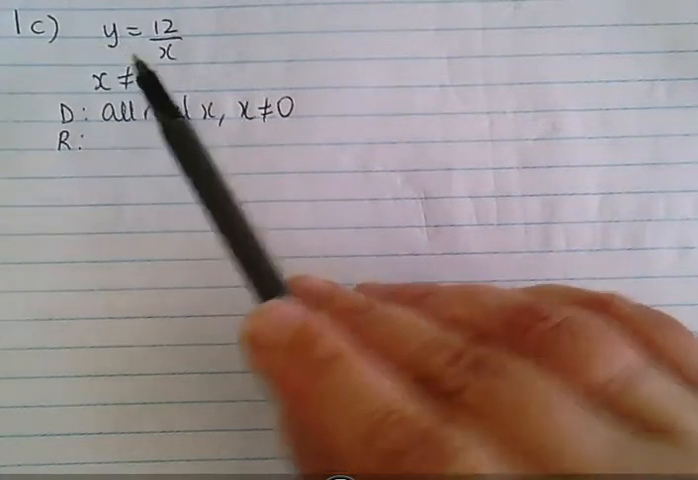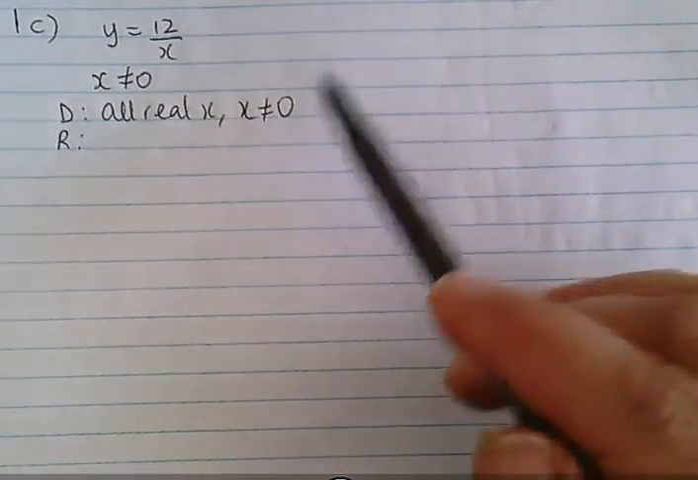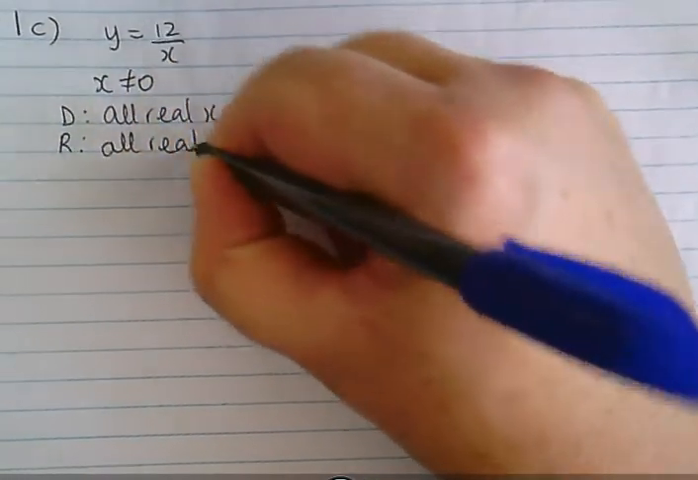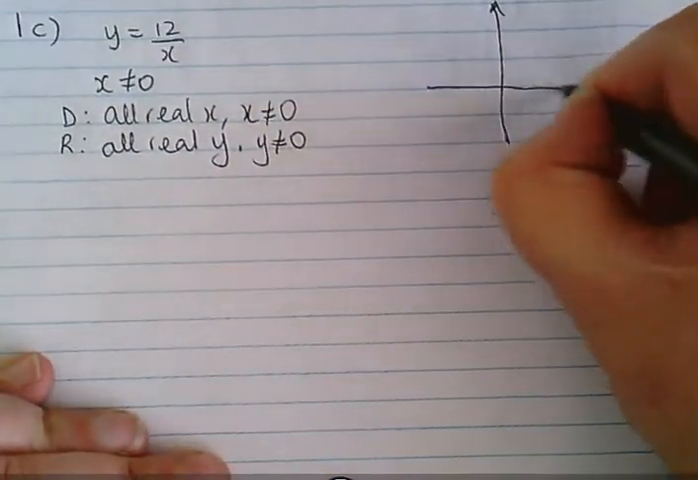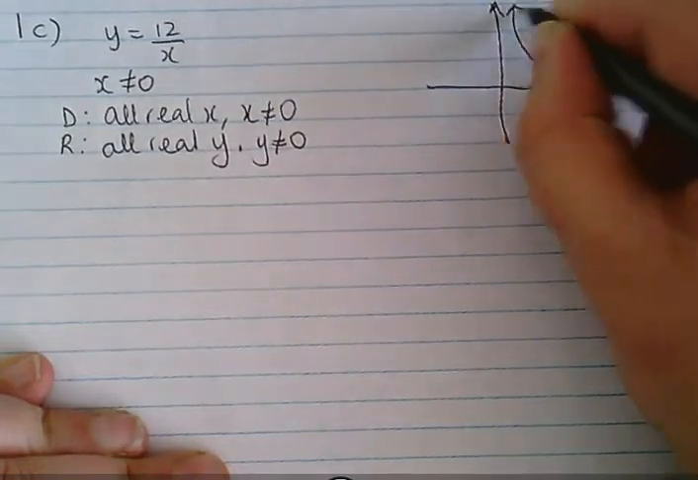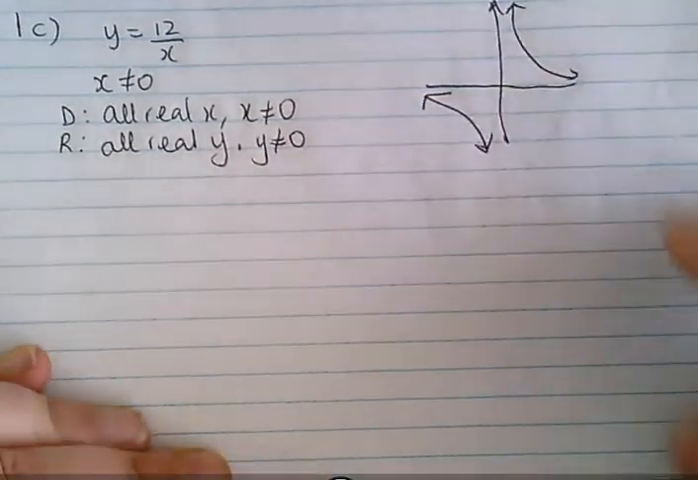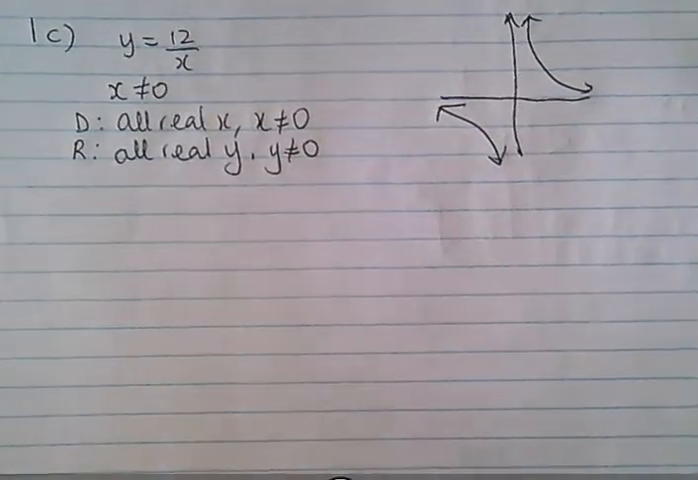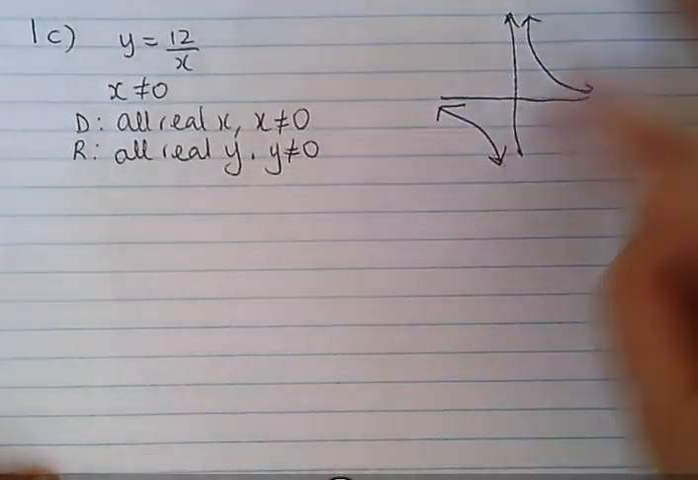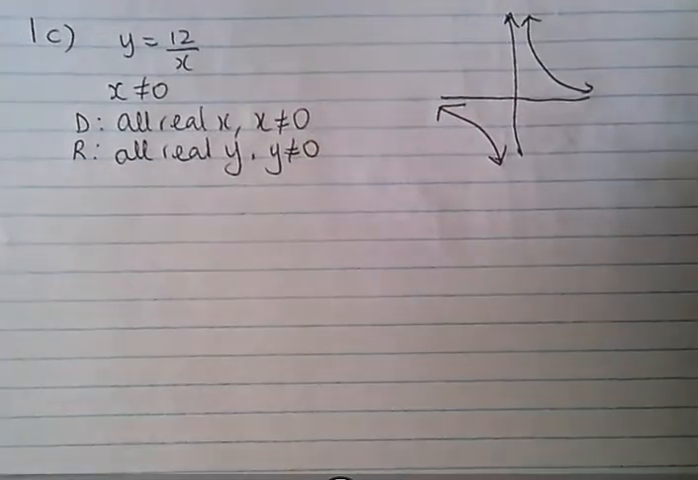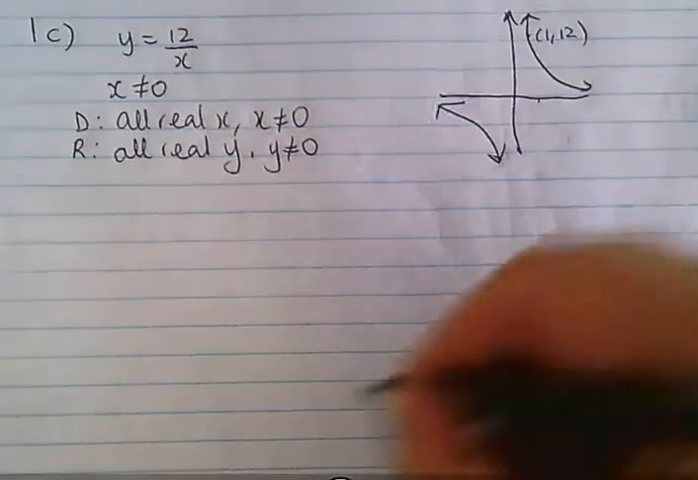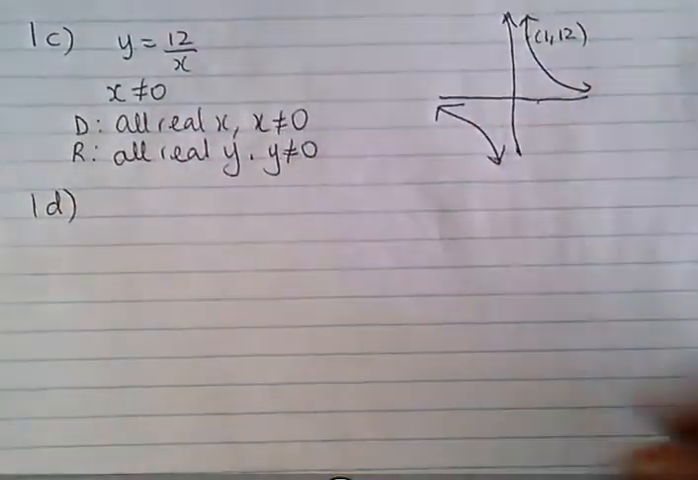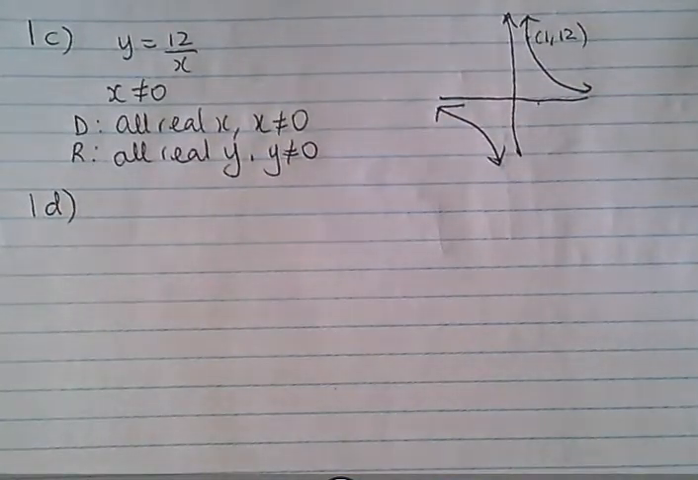Because you're not allowed to do 12 divided by 0, you can do 12 divided by anything else. y will never be 0. So the range is all real y, y is not equal to 0. And just with our knowledge of curve sketching, y equals 12 on x is in quadrants 1 and 3. It's a hyperbola, just further out from the axes, that's all. If you had to sketch, you would just put in a point when x is 1, say, y is 12, for example. But we're trying to do these without sketching first, and then we can sketch them, all right?